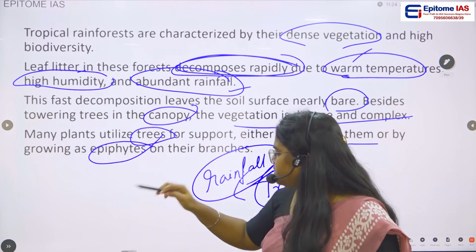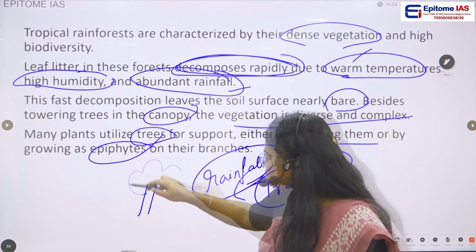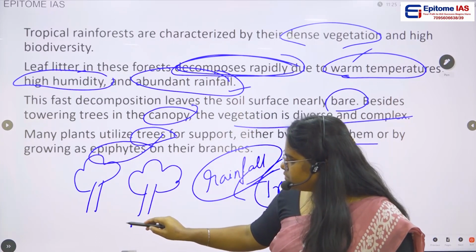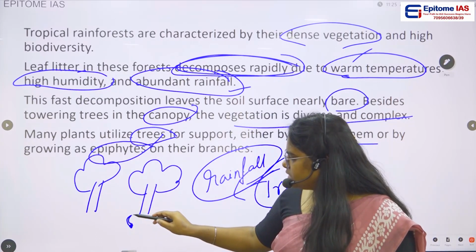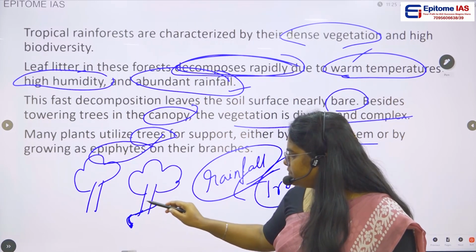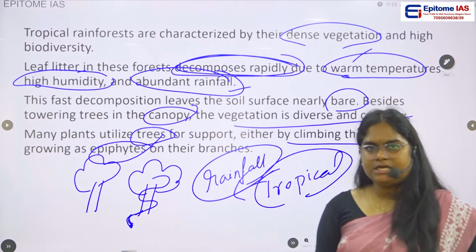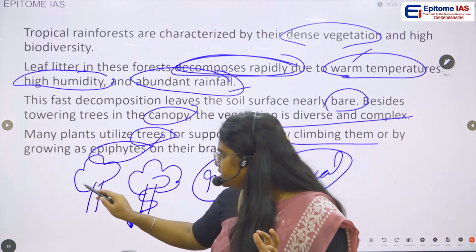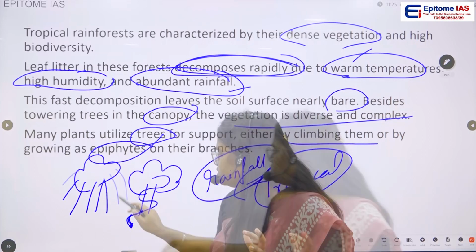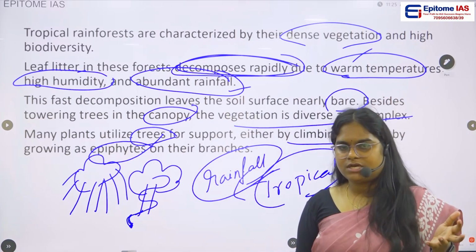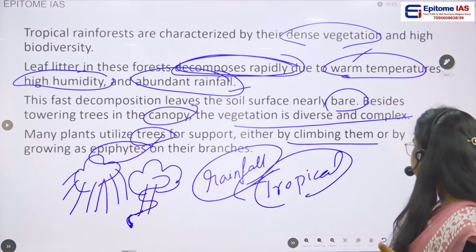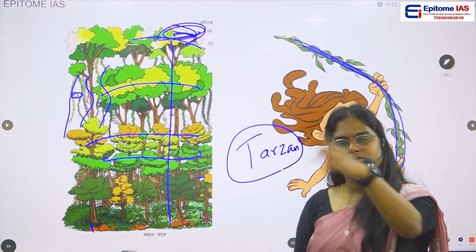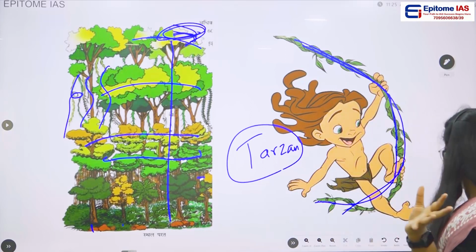There are two types. Let us say this is a tree and this is another tree. Either from the soil, some climber takes support of this tree and reaches the height. Then there is another category, the epiphytes, which grow from the branches of the trees. And technically this Tarzan guy uses the epiphytes to jump from one tree to another tree.